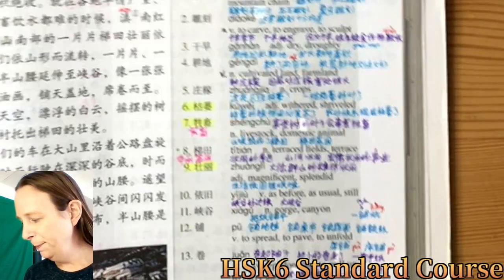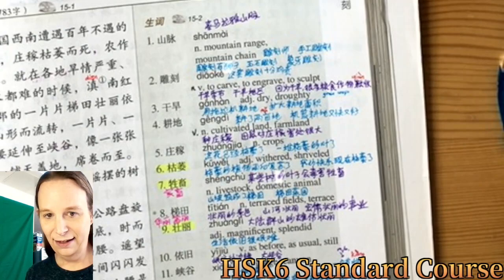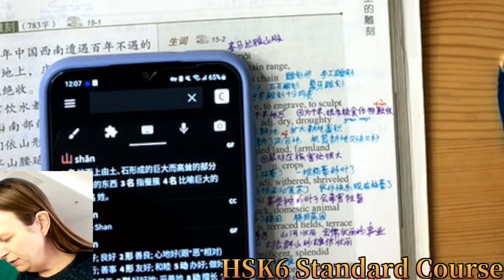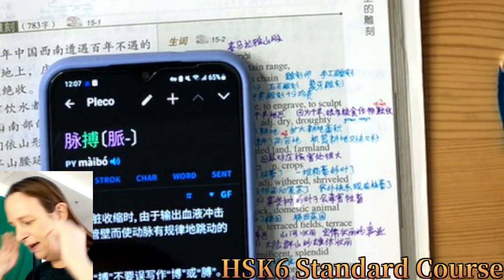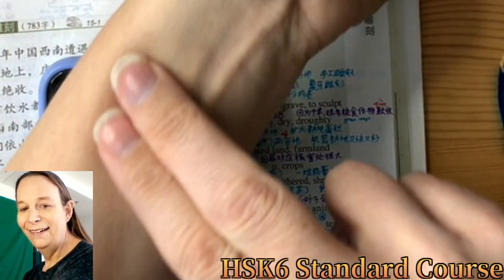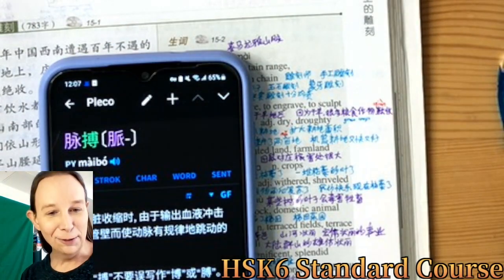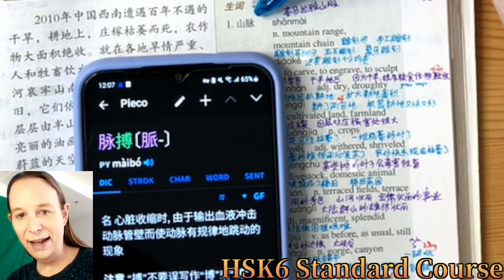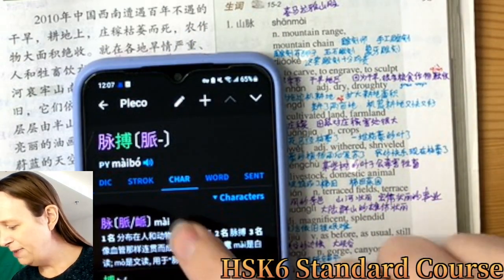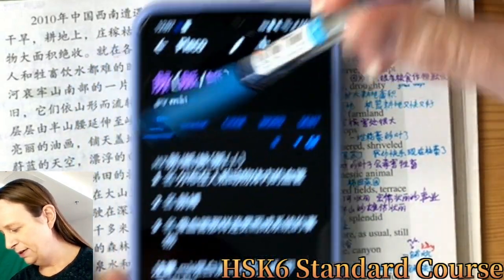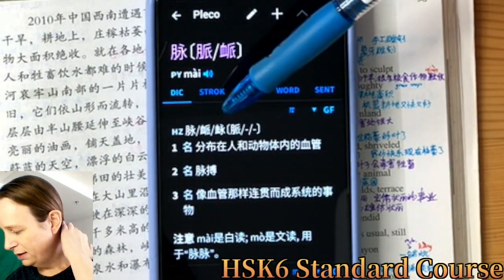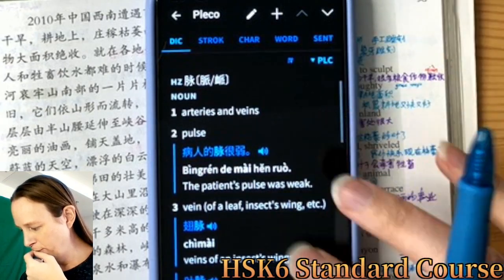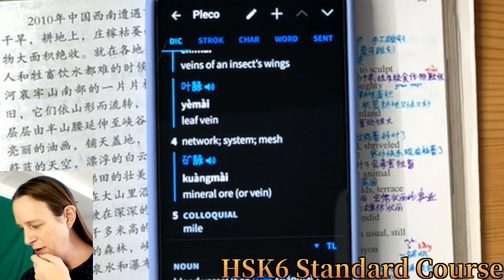Alright, so we know 山脉. I'm not quite sure why they use 脉. The other word it belongs to that I think is an HSK word is 脉搏, right? 脉搏, boom boom. 我还活着. Do you know why it's the same 脉? 山脉的脉, 脉搏的脉, 为什么是同一个? What is 脉? This one: network, system, mesh, 矿脉.